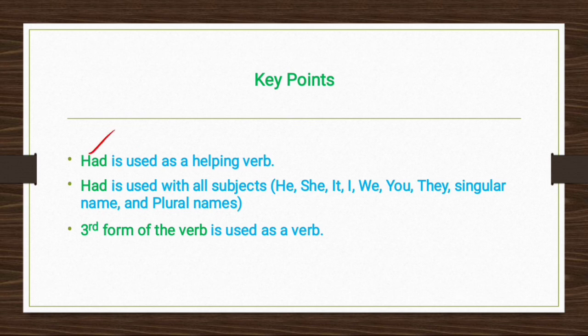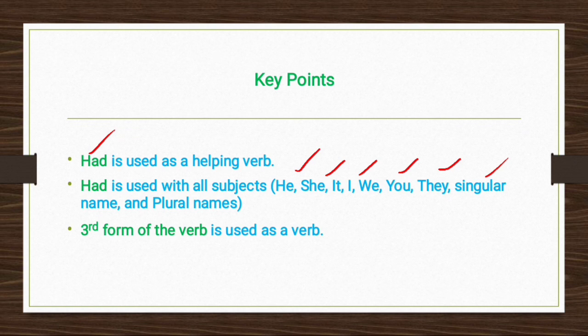Had is used as a helping verb. Every tense has its own helping verb. If we talk about past tenses, the past indefinite tense helping verb is did, the past continuous tense helping verb is was and were, and the past perfect tense helping verb is had. Had is used with all subjects like he, she, it, we, you, they, singular names and plural names.